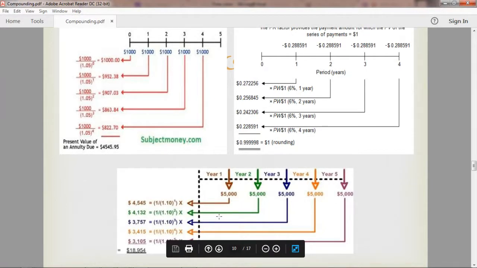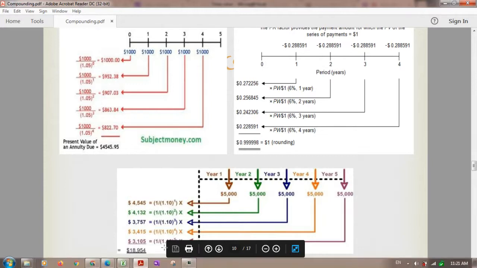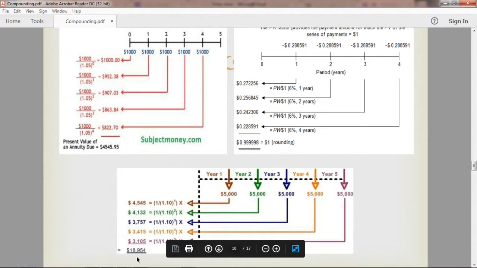But the idea is simple. If these cash flows are occurring in the future, we need to discount them back to present. And of course, if we know how to discount, then the sum of all of that is the present value of annuities.